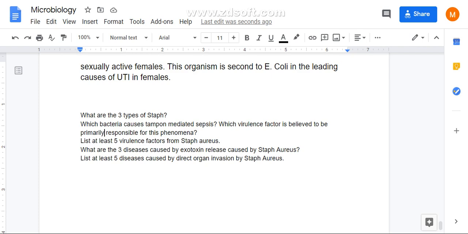Exactly. Atia, you can get some help with this one. Give me at least five virulence factors of Staph aureus. I don't remember all of these virulence factors. All I remember is an exotoxin one. Lyase, that's another one. Staphylokinase, that's another one. The hemolysins, the alpha, beta, gamma, delta. Protease is another one. That's five, more than five. It says at least, so that's fine.